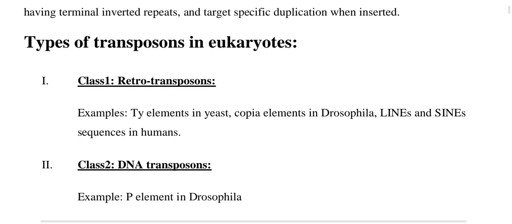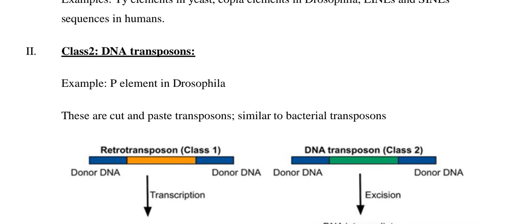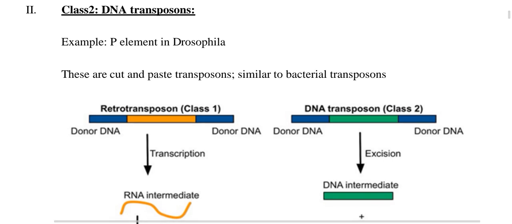Class 1, retrotransposons. Examples: TY elements in yeast, copia elements in Drosophila, LINE sequences in humans. Then class 2, DNA transposons. Example: P elements in Drosophila. These are cut and paste transposons similar to bacterial transposons.